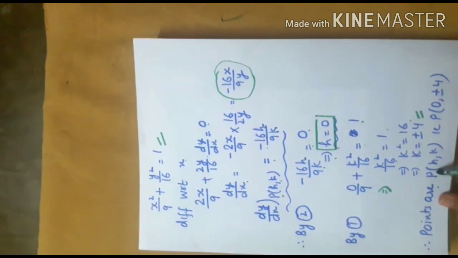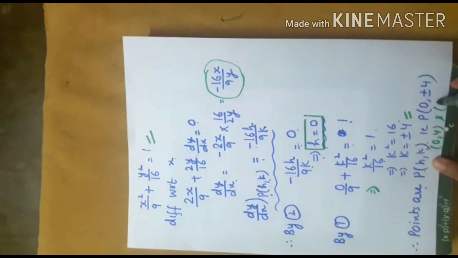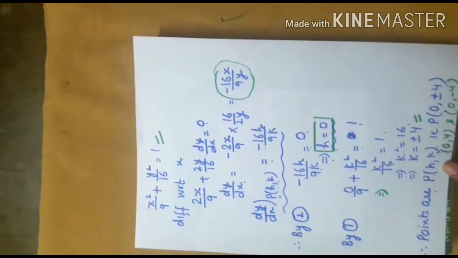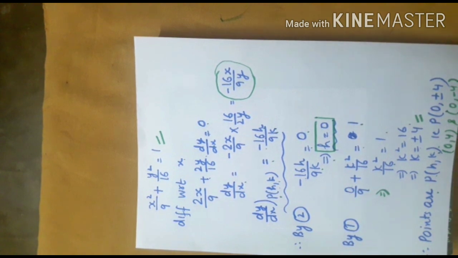So points are P(h, k). h is 0 and k is plus minus 4. So there are 2 points, (0, 4) and (0, minus 4), at which tangent is parallel to x-axis.